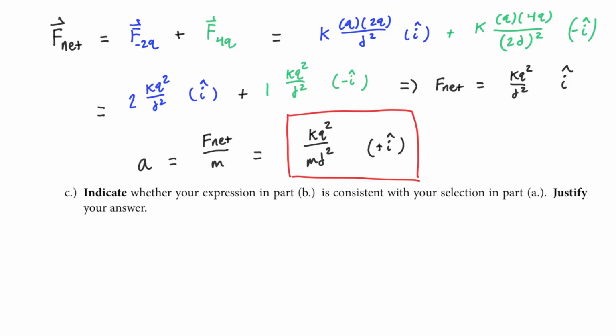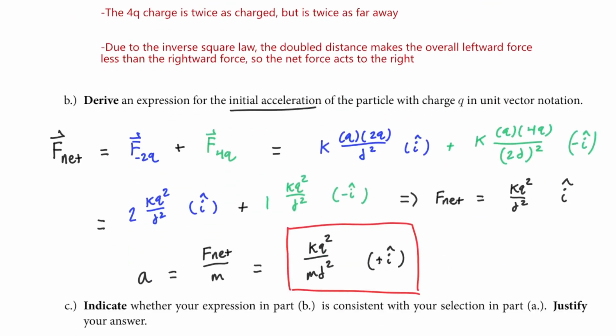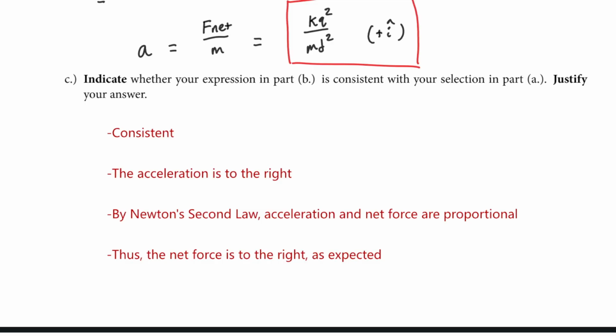All right, is this consistent with our selection in part A? Well, we just said this particle is going to accelerate to the right. And in part A, we said that the net force is to the right. So that makes sense because Newton's second law says acceleration and net force are proportional. So it's consistent because acceleration is to the right, and by Newton's second law, we get a rightward net force as expected.